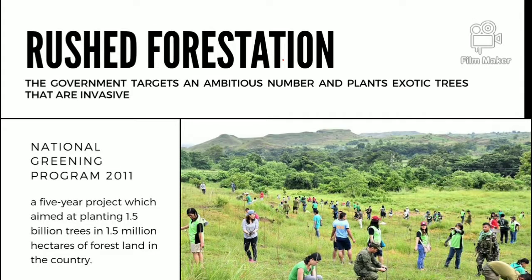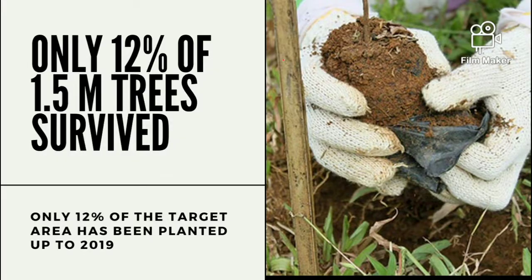In 2011, there was a program issued by the government and assigned to DENR. It was called the National Greening Program of 2011. They aimed to plant 1.5 billion trees on 1.5 million hectares. This is an example of reforestation. The target was too big and ambitious, and they also considered planting exotic trees, which are very invasive. So, out of all those trees, only 12% survived.